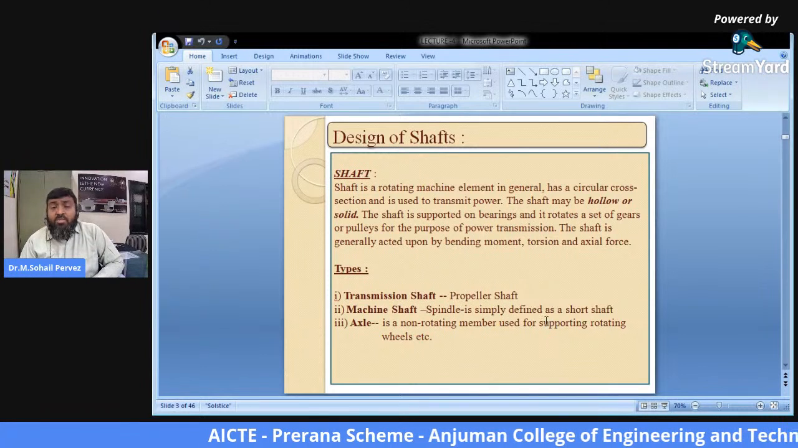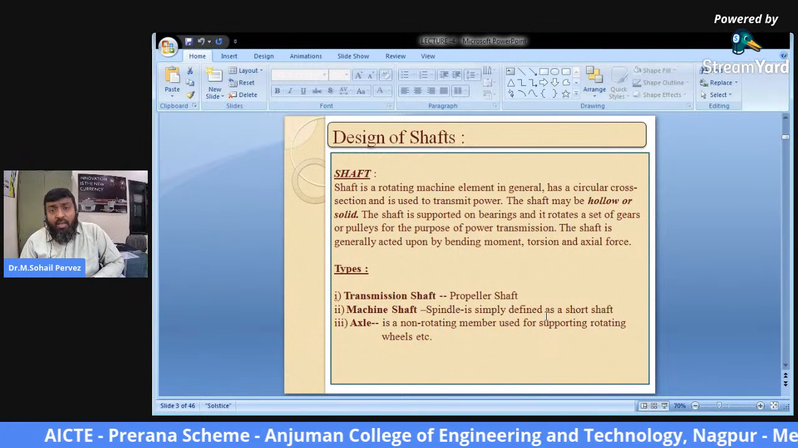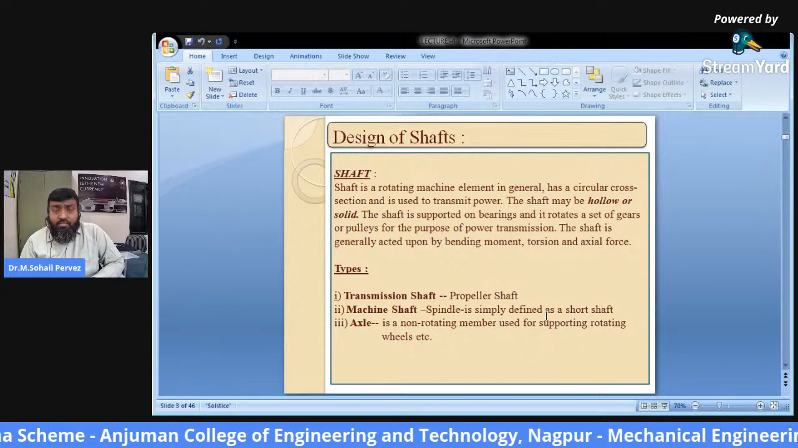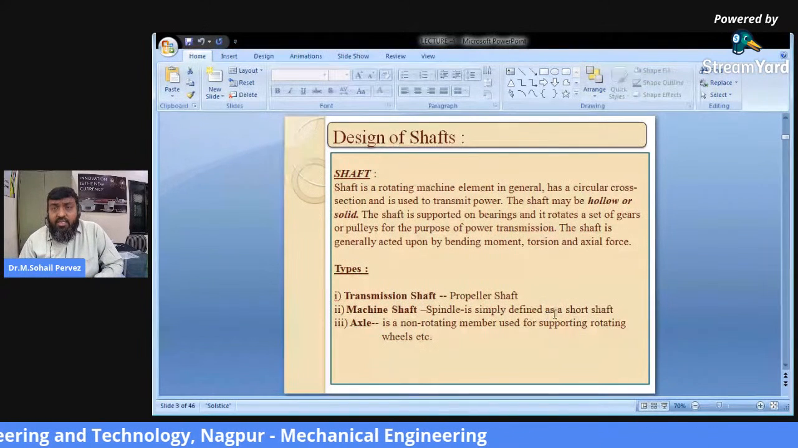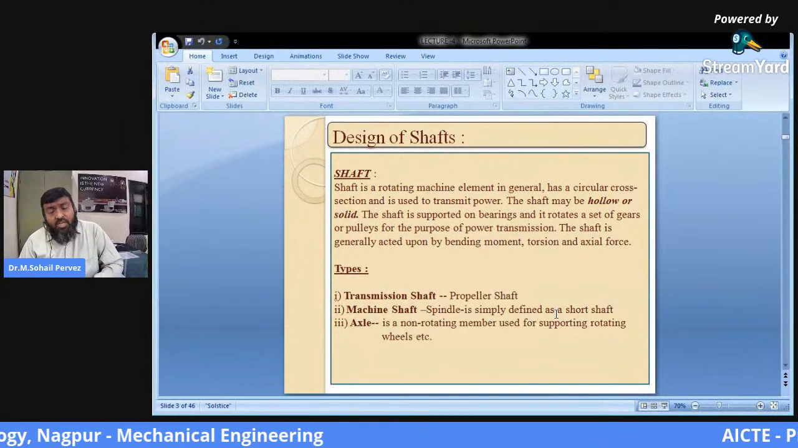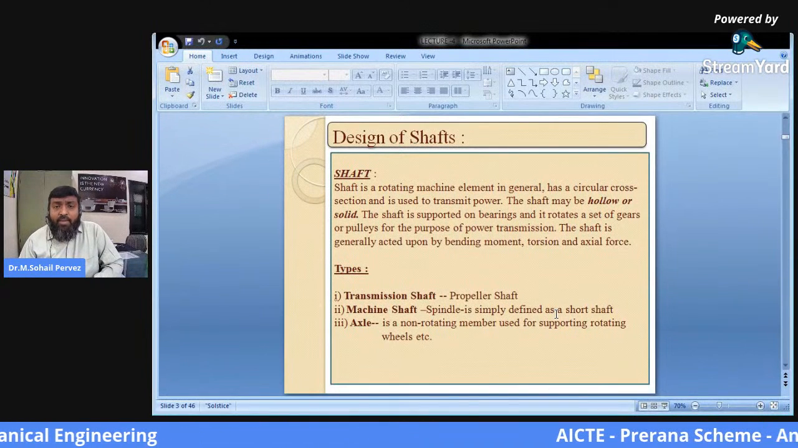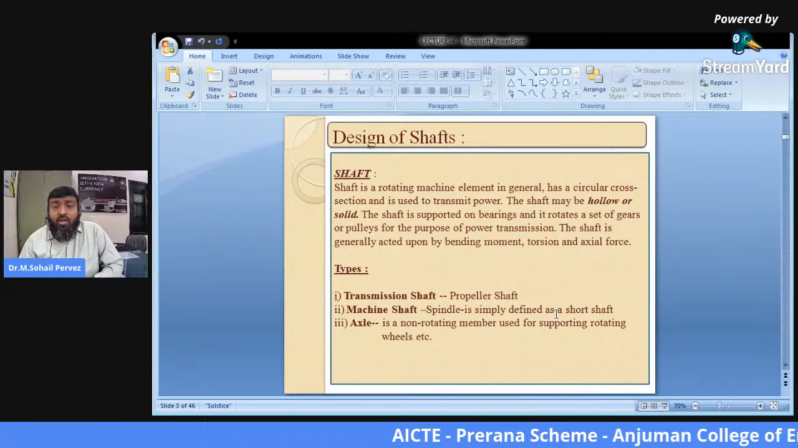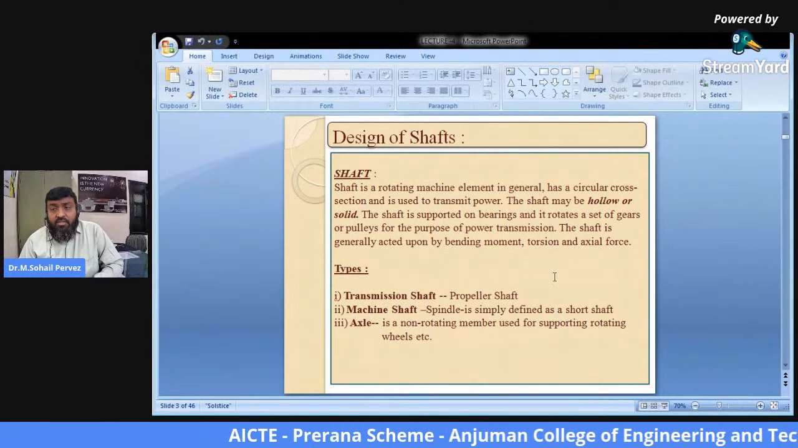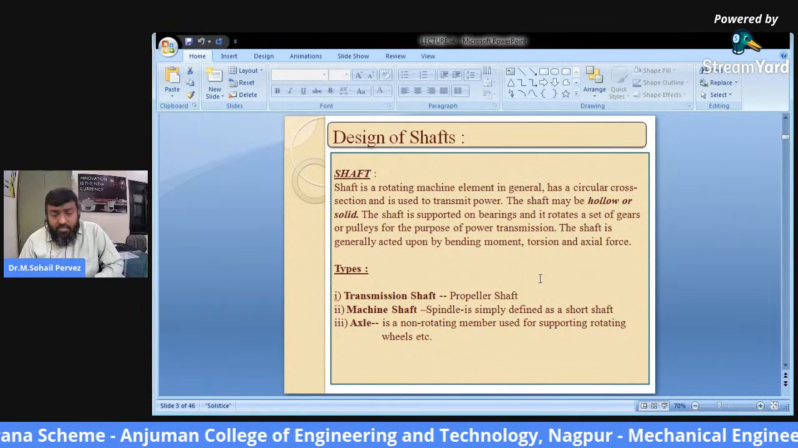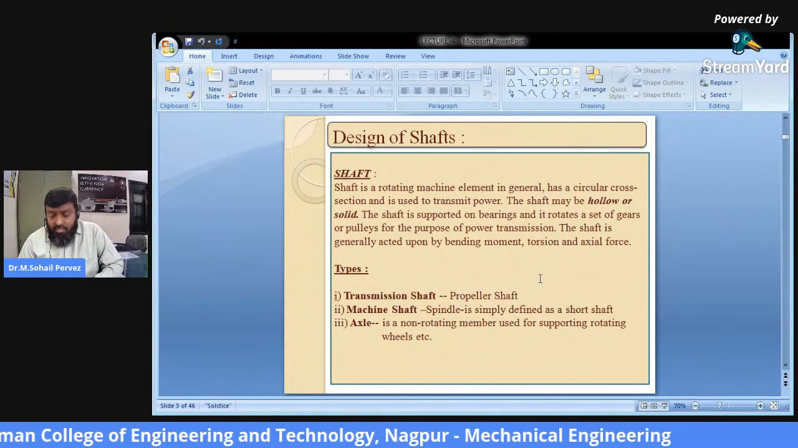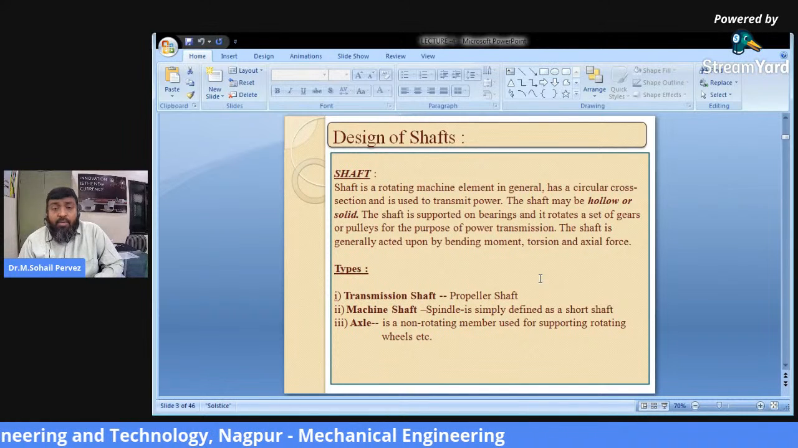Now the shafts may be solid or hollow depending upon the application. The strength of the shaft, for hollow as well as solid, will be calculated, and depending upon the application we can use either. In marine applications we generally go for hollow shafts. So this is the basic definition and the application.